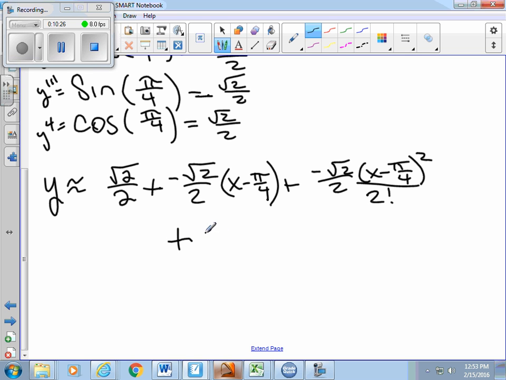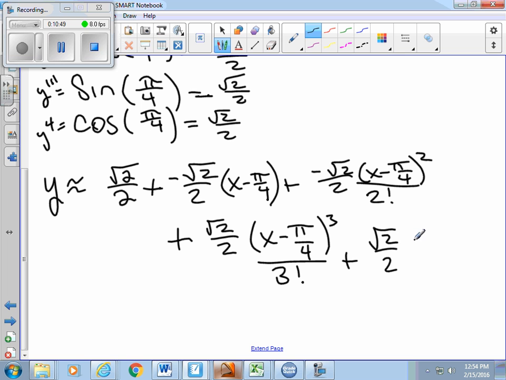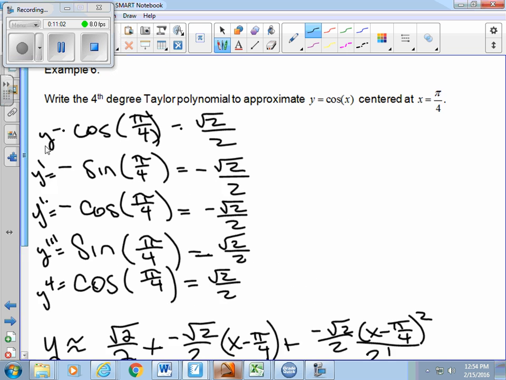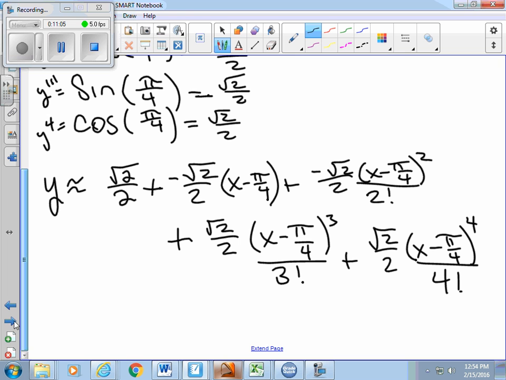Plus radical 2 over 2, x minus pi over 4 cubed divided by 3 factorial, plus radical 2 over 2, x minus pi over 4 to the 4th power divided by 4 factorial. Did it ask me to do anything else? Just write the 4th degree. Okay. Any questions about that?